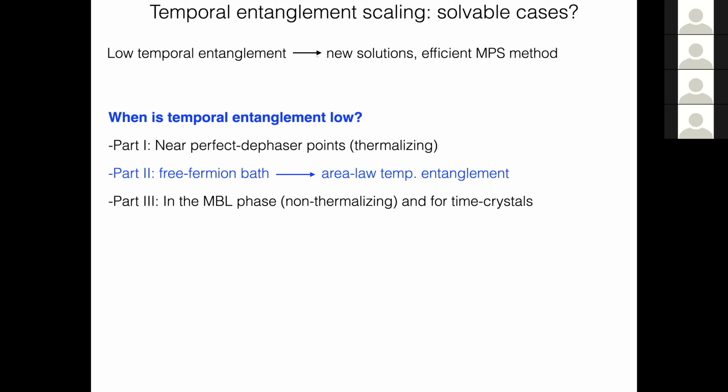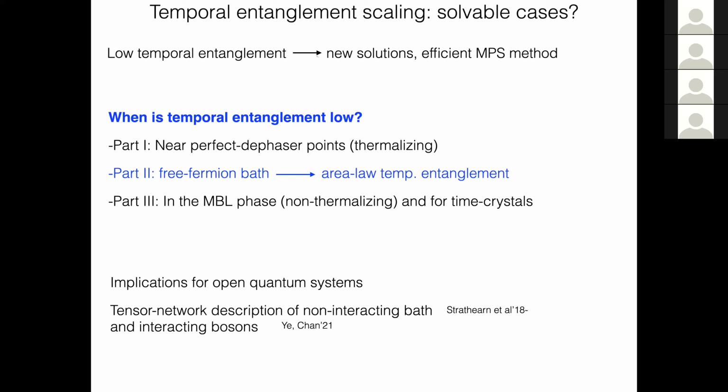And in this part 2, let me describe another example, a free fermion bath. In this case, we can show analytically that temporal entanglement follows area law. And in the third part, I will show that even a very different kind of system, non-ergodic systems, can also have low temporal entanglement. This second part has implications for open quantum systems. There are very interesting attempts to use tensor network formalism to describe a non-interacting bath, and the result that I will present shows that this is fruitful. This is guaranteed to be efficient.